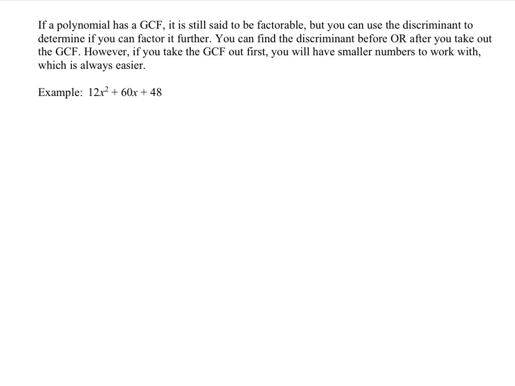So let me just show you how I would do this problem. The very first thing I would do is look at my problem and say, is there a GCF? And in this case, there is a GCF. I can pull out a 12, okay? So now, because I can pull out a 12, we can't say that this is prime. I'm going to pull out the 12, and I'm going to get x squared plus 5x plus 4.